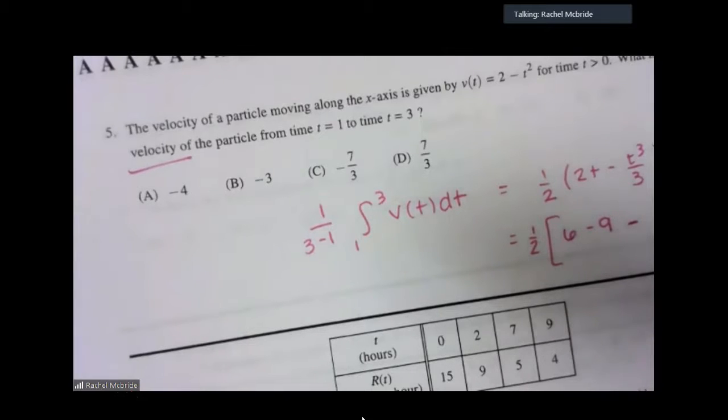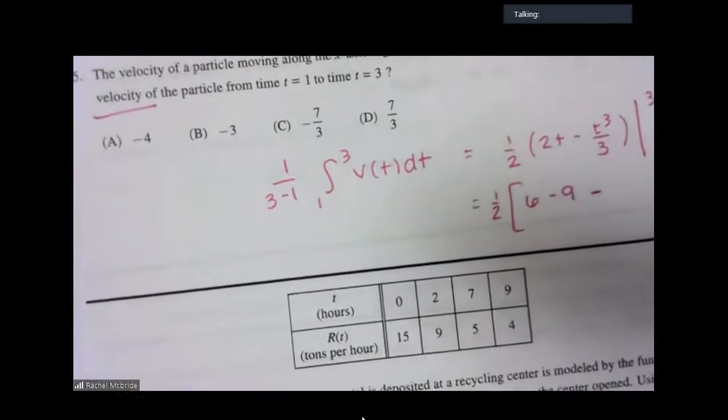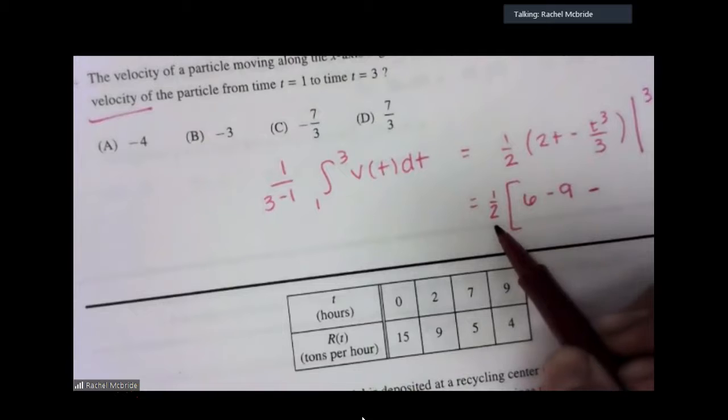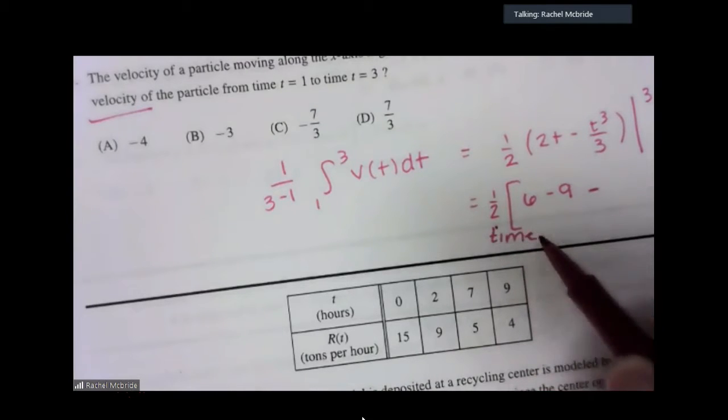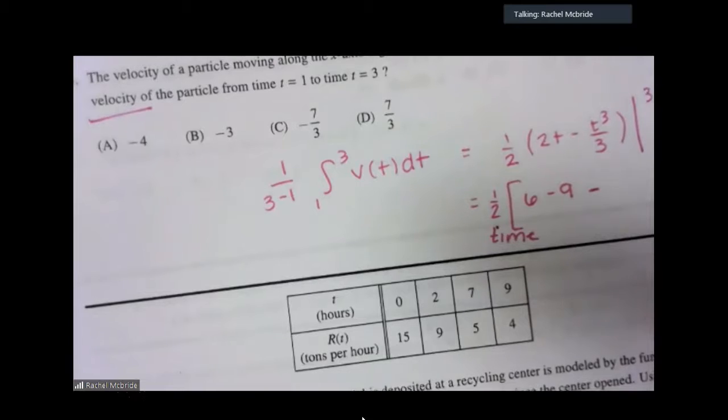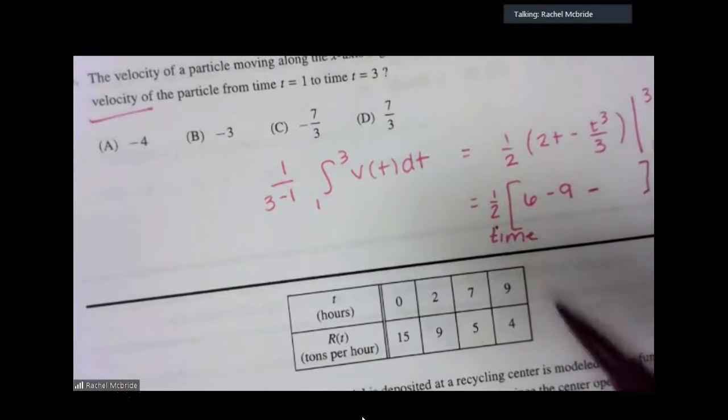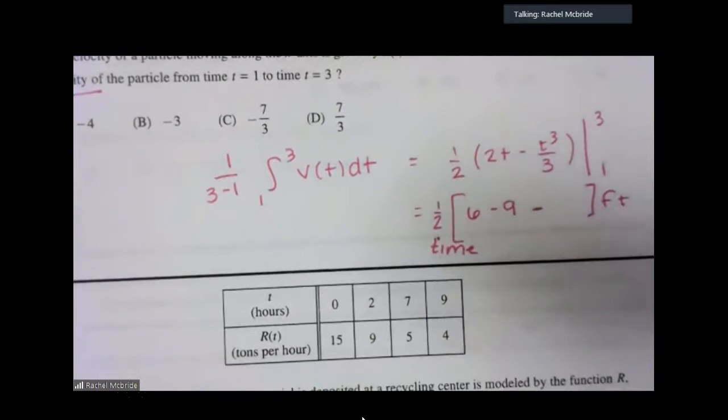If I integrate velocity, but then I take the average, so this right here is time, and this is feet. So you're going to have feet per time. So it's going to give you average velocity. It's like the opposite of MVT. It's like the MVT of integrals. So it's going to give you the average velocity using the change in position over a change in time.